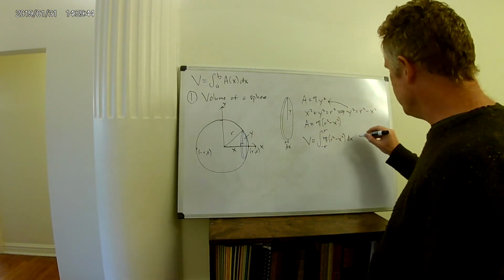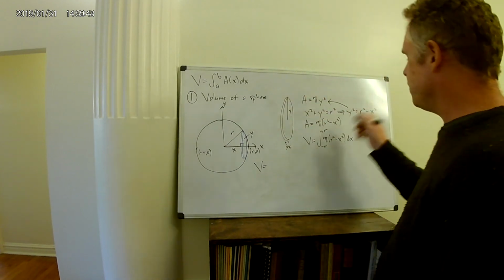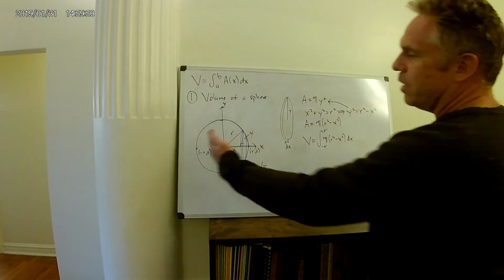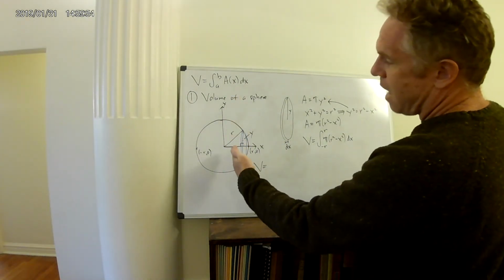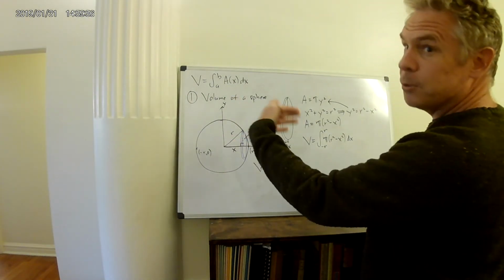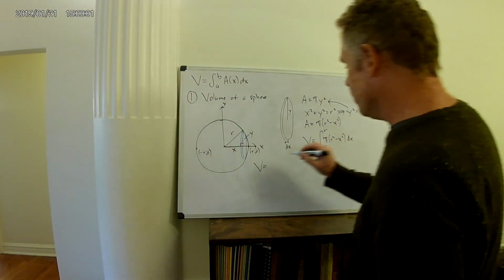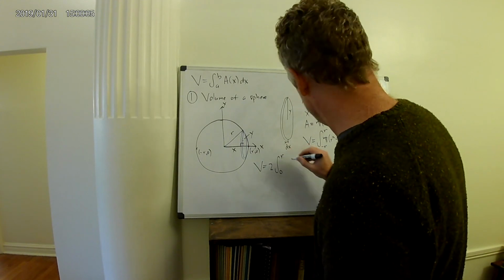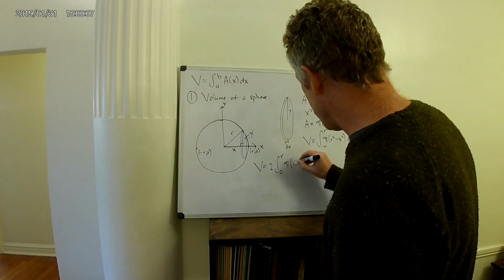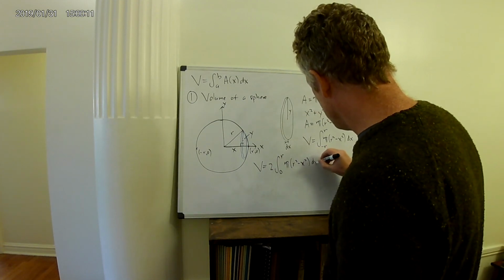Now there's a clever trick we can use here. Let me go over here. This volume, this is a symmetric function. So we don't need to integrate from here all the way to here. We can simply cut this sphere in half, integrate from here to here, and then multiply by 2 at the end. And that'll give us the same volume. So this integral is actually equal to 2 times the integral from 0 to r of pi times r squared minus x squared dx. Okay.